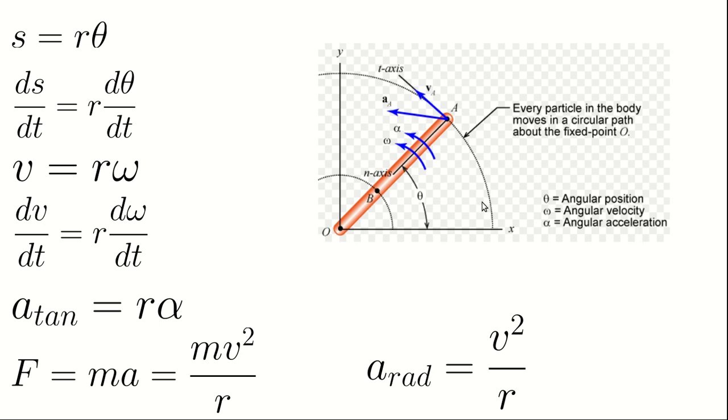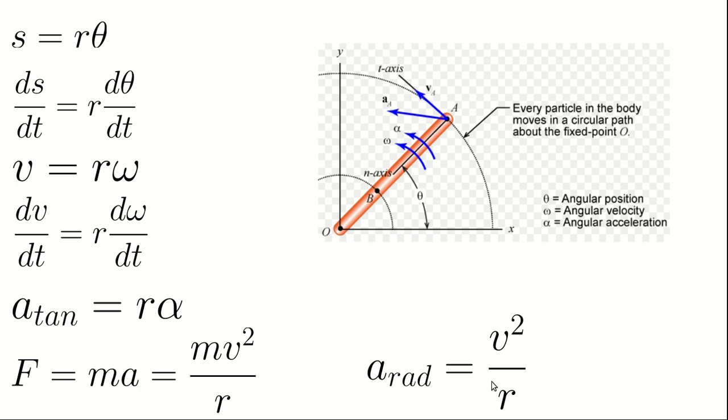Now from this diagram we can see that this tangential acceleration is the one pointing in this direction, while the radial acceleration is the one pointing inward. The resultant of this one and this will give us this particular a. And that can be shown in the next slide.